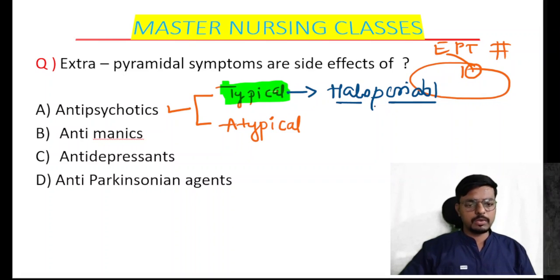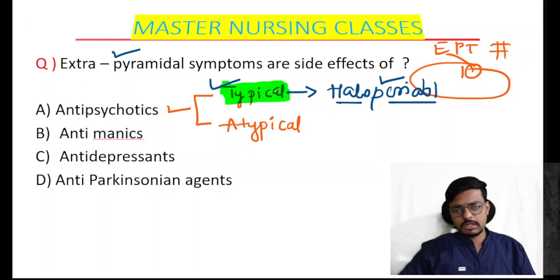Okay, so it's very important to know and remember which antipsychotics cause the extrapyramidal symptoms. That is, the typical antipsychotics cause the extrapyramidal symptoms. And which antipsychotic causes the maximum extrapyramidal symptoms? Haloperidol is the drug which causes the maximum extrapyramidal symptoms. Hope the concept is clear here, and the answer for this question, as all of you have given, is antipsychotics. This is the correct answer.